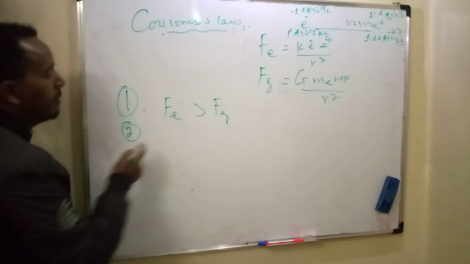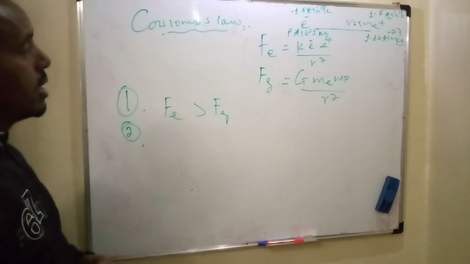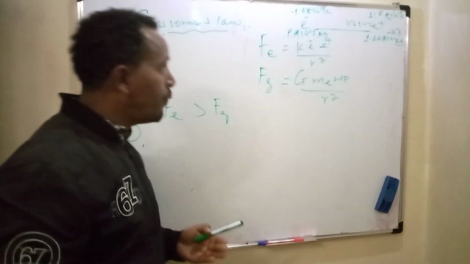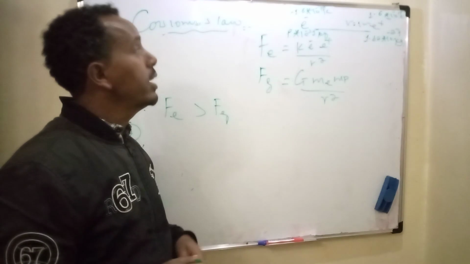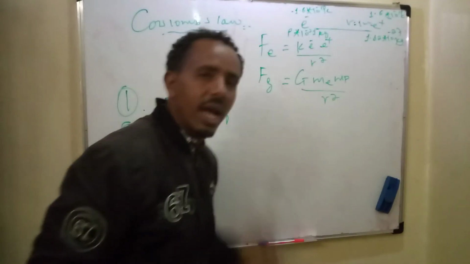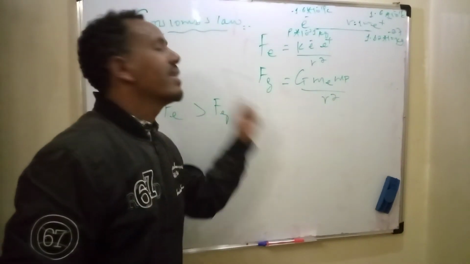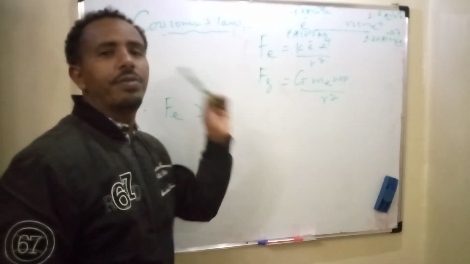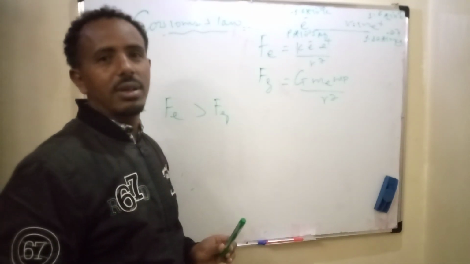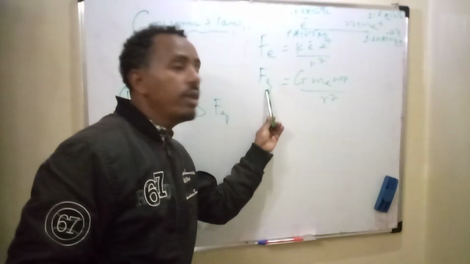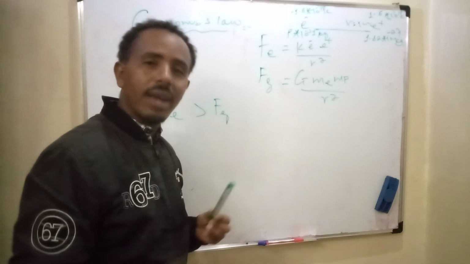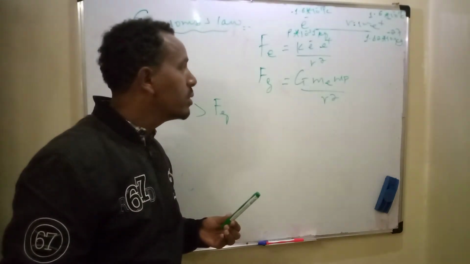The second one, electrostatic force is either an attractive force or a repulsive force. It depends on the sign of the charge. Whereas gravitational force is always an attractive force. Gravitational force is always attractive. Electrostatic force is either attractive or repulsive.